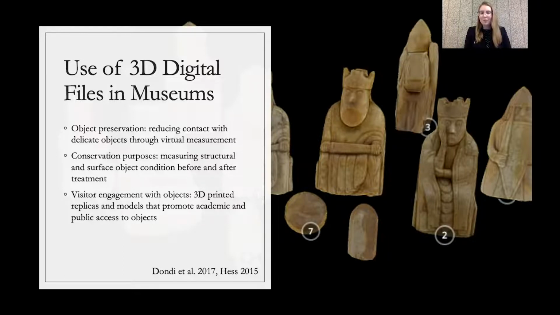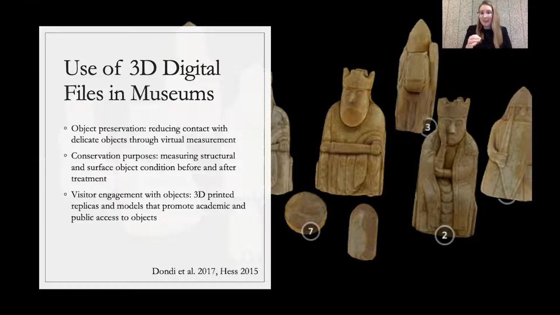Therefore, professionals can take measurements on objects without touching the real object, interact with the object model with visitors, and engage with a 3D model. In this example that you see on your screen, these are chess pieces that were likely made in Norway, about 1150 to 1200 AD. They currently reside in the British Museum, and this digital model exists on Sketchfab.